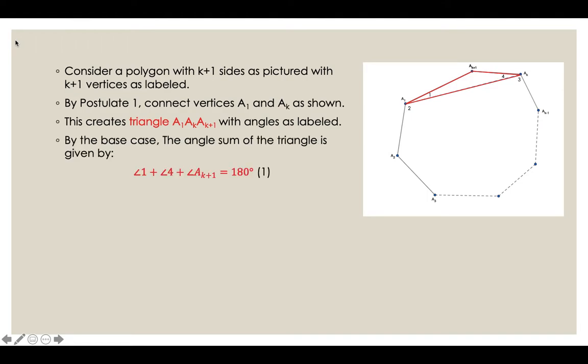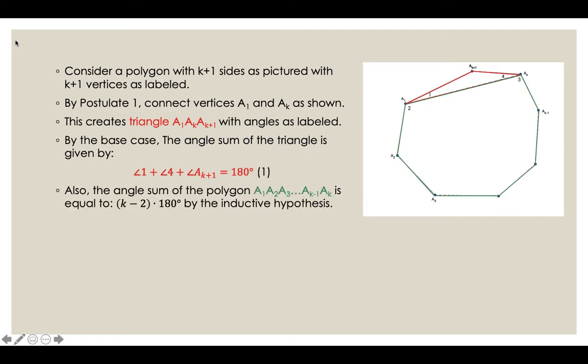By the base case, we know that the angle sum of this triangle is given by angle 1 plus angle 4 plus angle a sub k plus 1 equal to 180 degrees. And we'll call that equation 1. Also, we have that the angle sum of the polygon a sub 1, a sub 2, a sub 3, all the way up to a sub k minus 1, a sub k, is equal to k minus 2 multiplied by 180 degrees by the inductive hypothesis. Thus, angle 2 plus angle a sub 2 plus angle a sub 3 plus up to angle a sub k minus 1 plus angle 3 would have to be equal to k minus 2 multiplied by 180 degrees. And we'll call that equation 2.